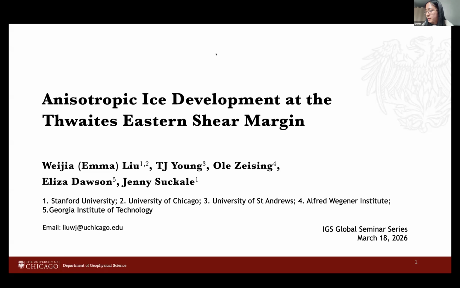And this project is in collaboration with TJ Yan. I used his airborne radargrams results, and with Euler and Eliza, where I used their APRES results. Together, I will show combining these radar observations with my modeling, we can infer ice fabrics developments near the eastern shear margin of Thwaites Glacier.